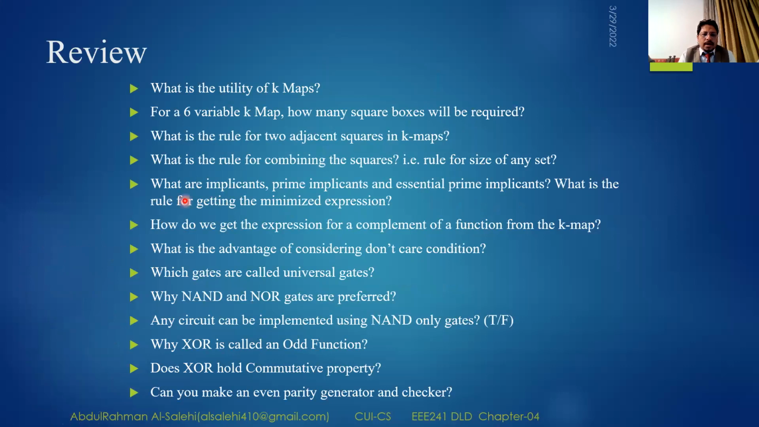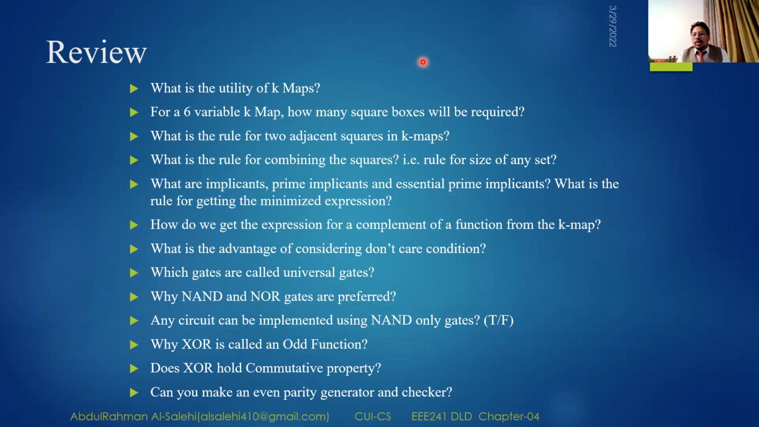So let me give you a review or recap of what we have done before. Like what's the rule of 2 adjacents, when we have 2 adjacent squares or 2 adjacent ones, how to group them and why we are grouping these bits together. Also we studied the don't care conditions, where there is no 0 or no 1, so we fill it with don't care conditions when we are not interested in the output.